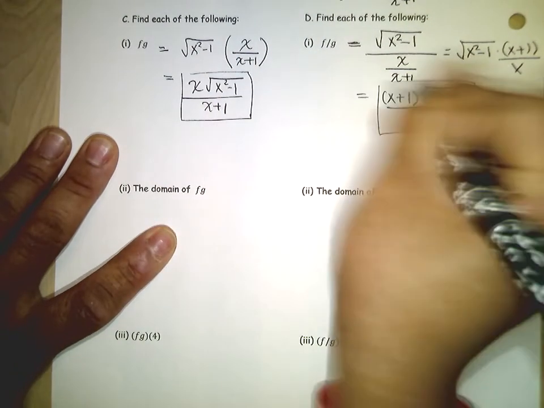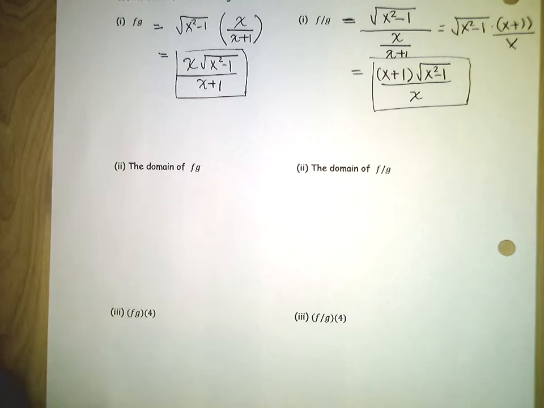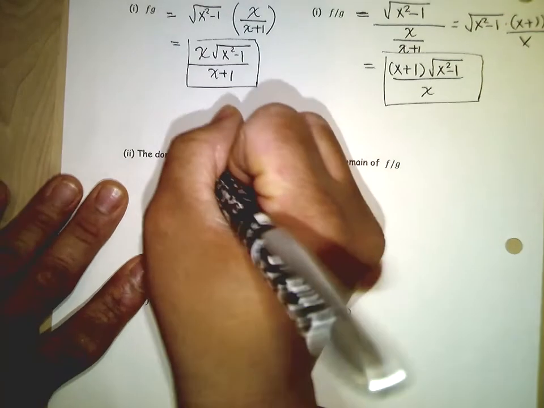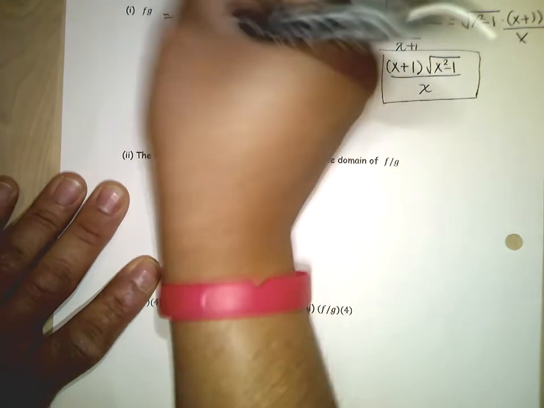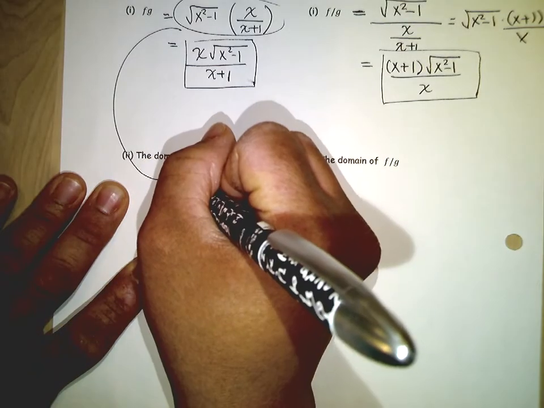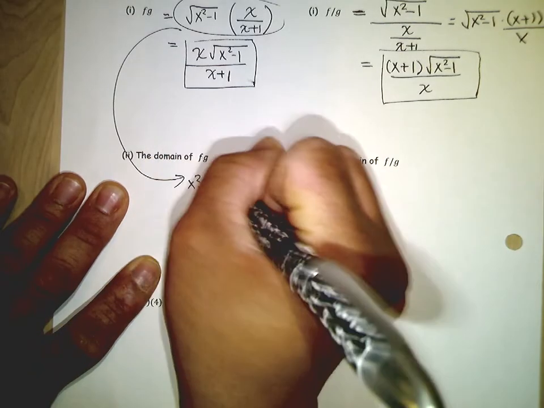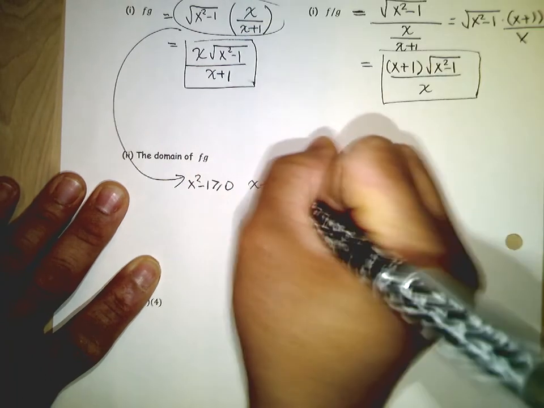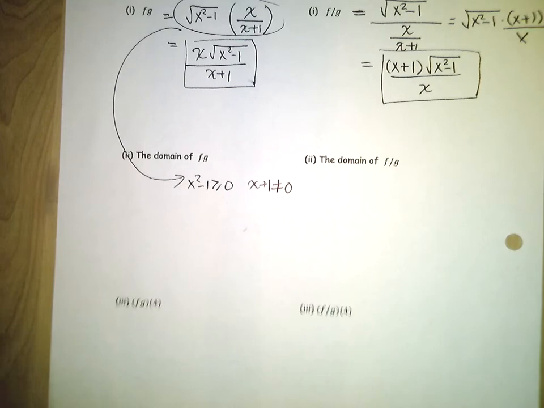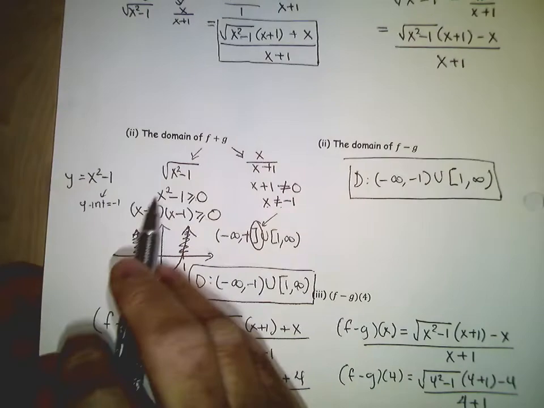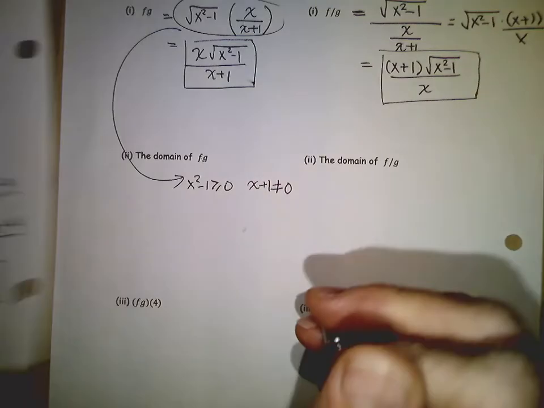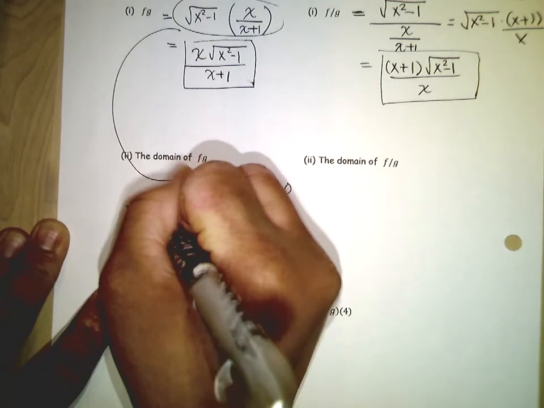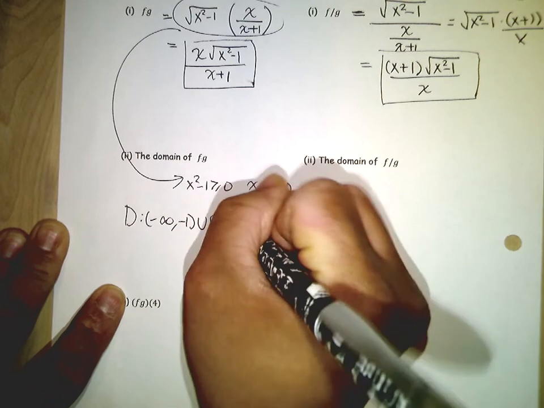All right, here is the tricky part for these. Now the domain of f times g of x. I know originally, if you recall here, the part under the square root, x squared minus 1, had to be greater than or equal to 0, and x plus 1 cannot equal 0, so that gives us the same domain as in these two parts that we had on the previous page. So the domain is negative infinity to negative 1 or 1 to infinity.